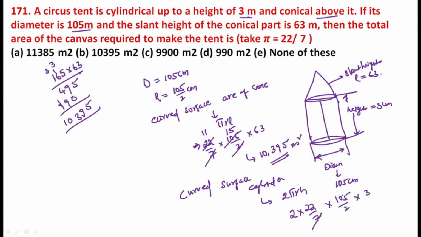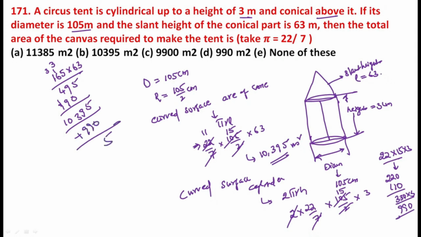Now you can go through the calculation. So the 2s cancel, it's again 15 times. Finally 22 into 15 into 3. So 22 10s are 220, 22 5s are 110, 330 into 3 is equal to 990. Now you can add 10,395 here. So it's 11,385 meters square.